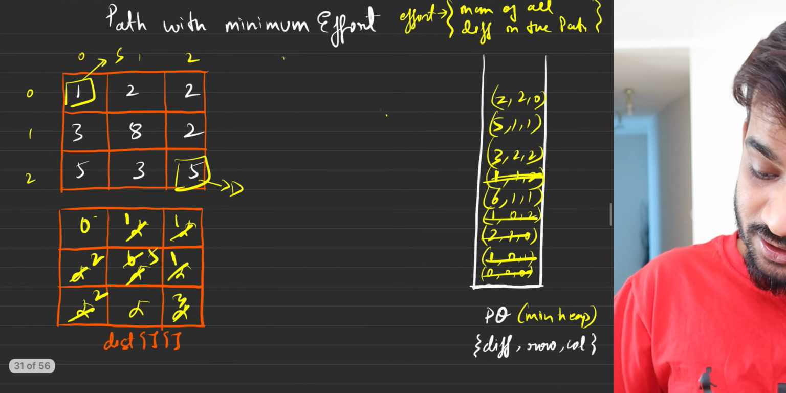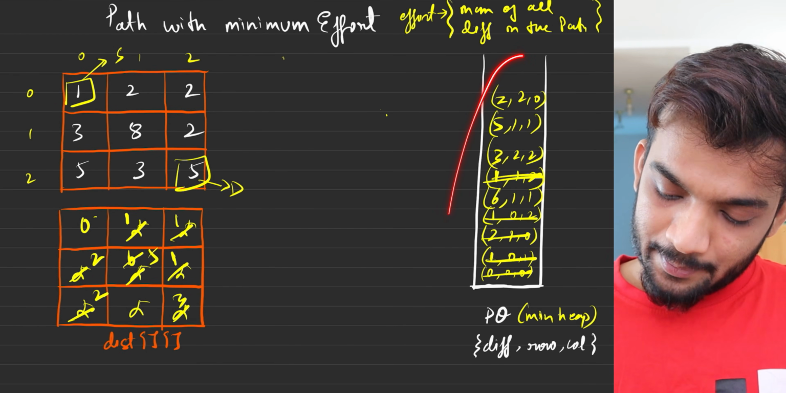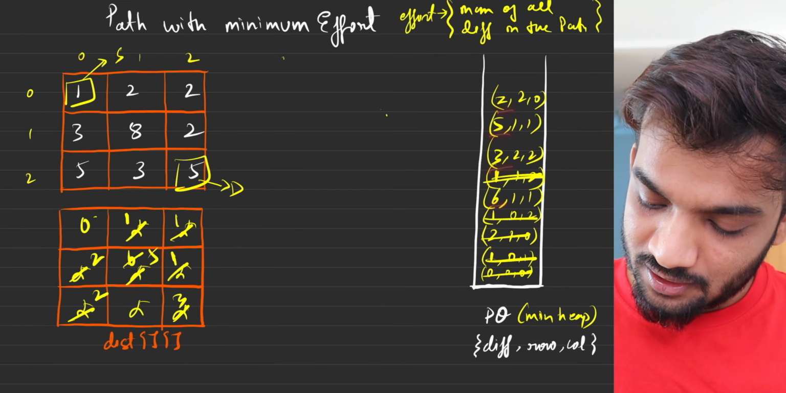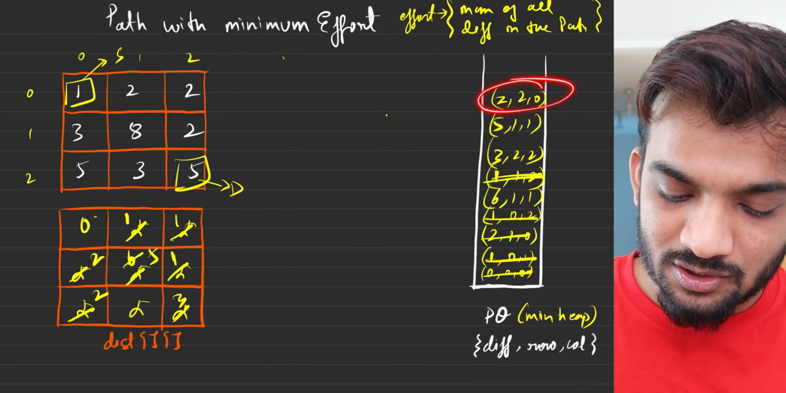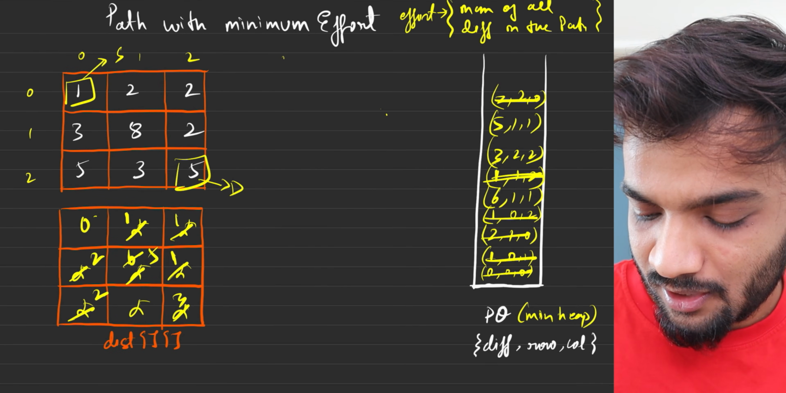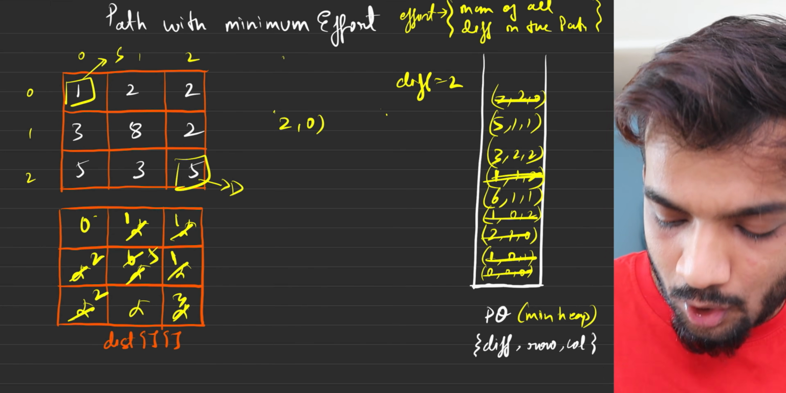Amazing. Next, what will be your job? Your job will be to go into the priority queue and say, which is the minimal? And you see there's a 2, there's a 5, there's a 3, and there's a 6. So apparently, the 2 comma 2 comma 0 is the minimal. So I'll just take the 2 comma 2 comma 0. The difference is now 2 and we are standing at 2 comma 0.